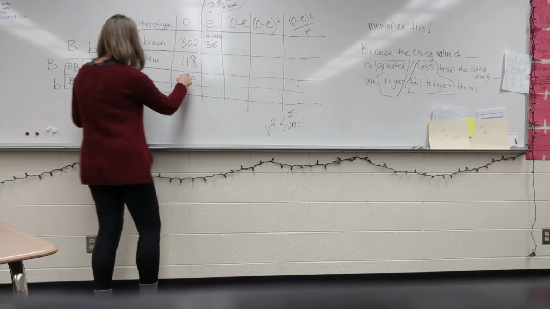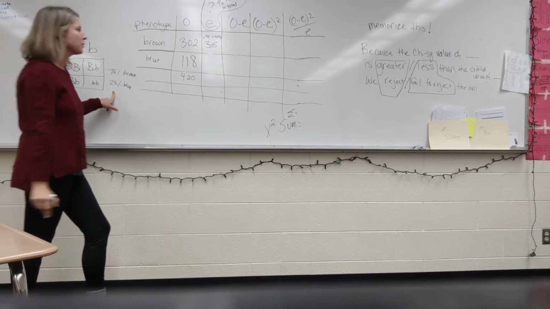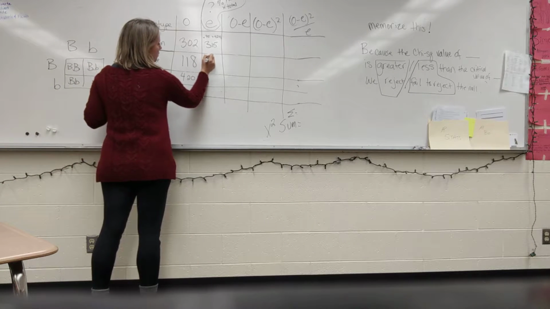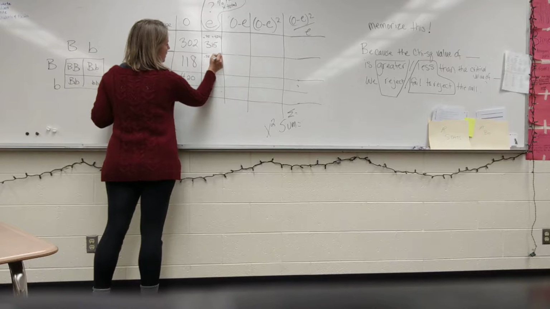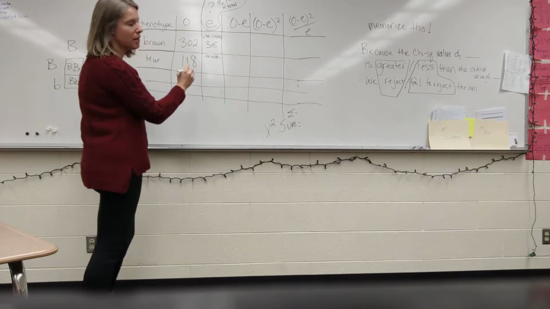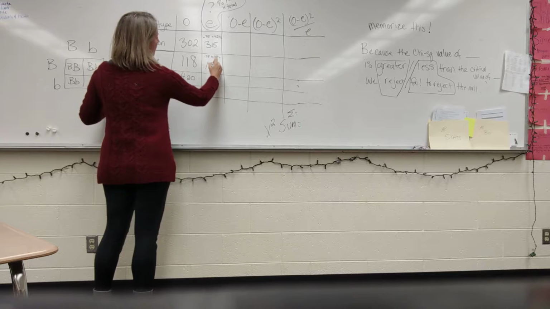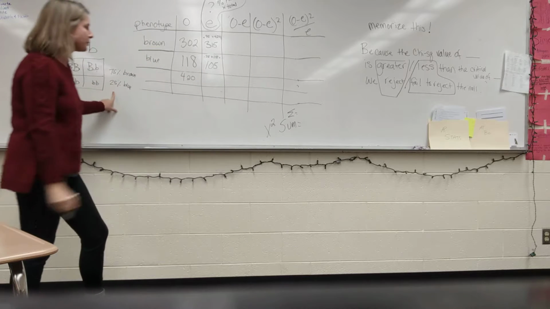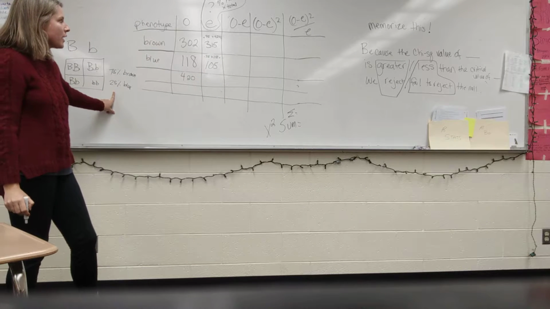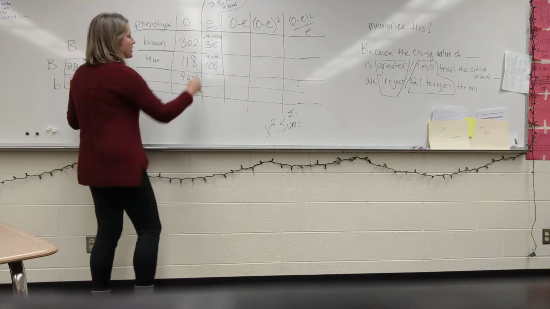And then for this one, we expect 25% of them to be blue-eyed. So we take 0.25 times 420, and we get 105. You've got to put it in your calculator. And so then you work out the chi-squared step by step.